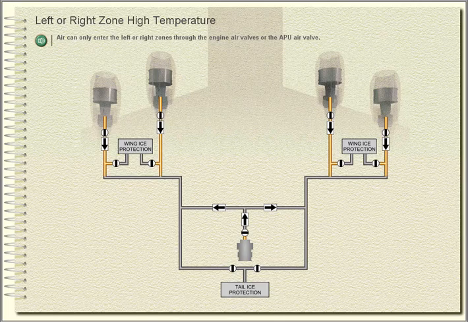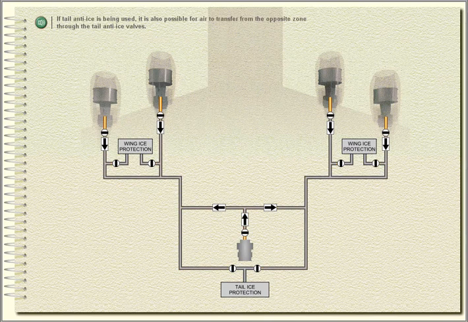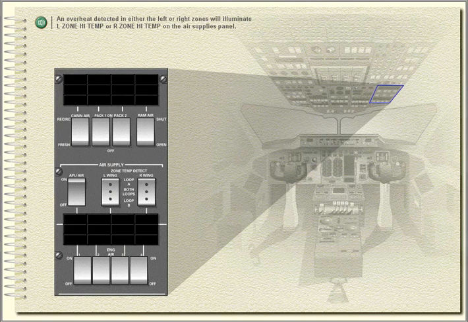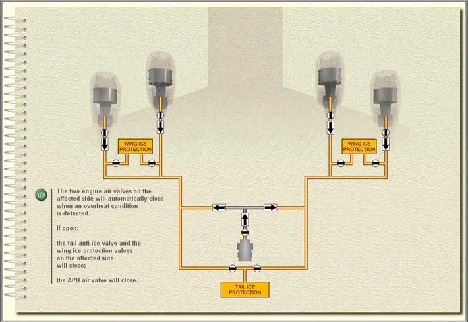Left or right zone high temperature. Air can only enter the left or right zones through the engine air valves or the APU air valve. If tail anti-ice is being used, it is also possible for air to transfer from the opposite zone through the tail anti-ice valves. An overheat detected in either the left or right zones will illuminate left zone high temp or right zone high temp on the air supplies panel.